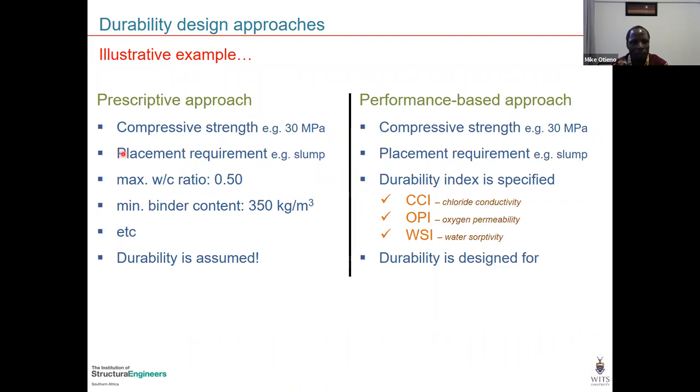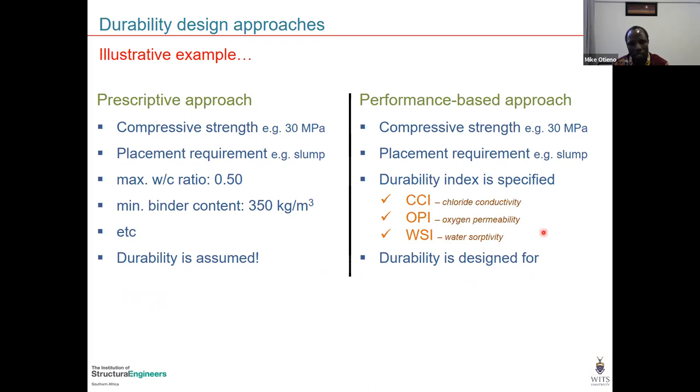I'll give a typical example here of prescriptive and performance-based approaches. You can see here, for example, you will specify compressive strength in both, and you will specify the placement requirement in both cases. On the one hand, in the prescriptive approach, you will specify the water to cement ratio and the minimum cement content, and durability is assumed. But in the performance-based approach, durability is prescribed in terms of a performance target. In this case, we will talk about chloride conductivity, oxygen permeability, and water sorptivity indexes and tests thereof. So here we design for durability. We do not assume durability.